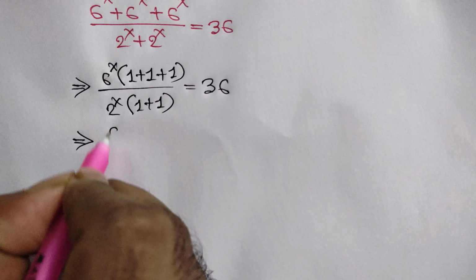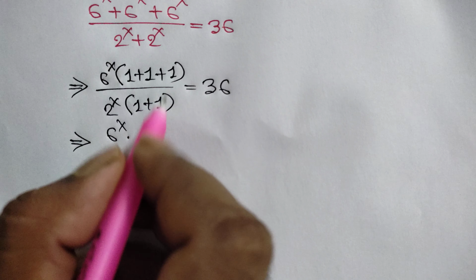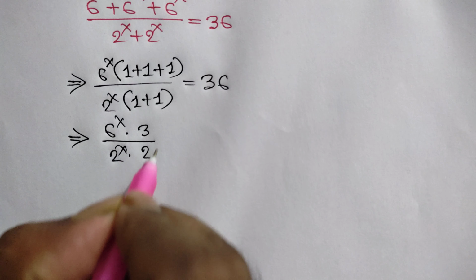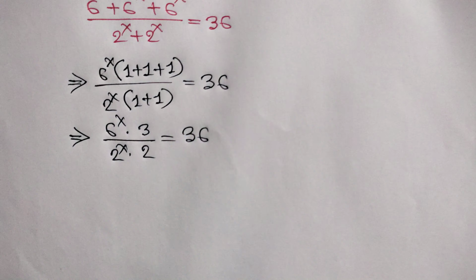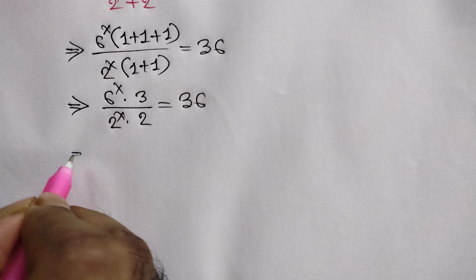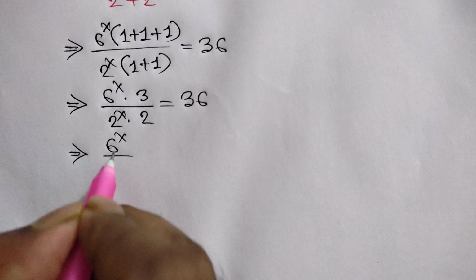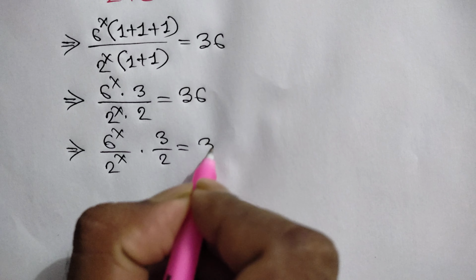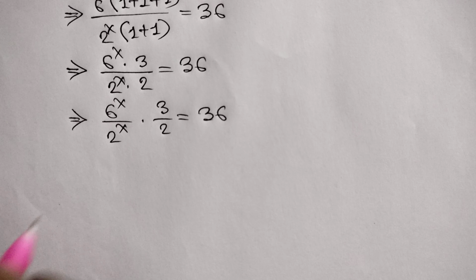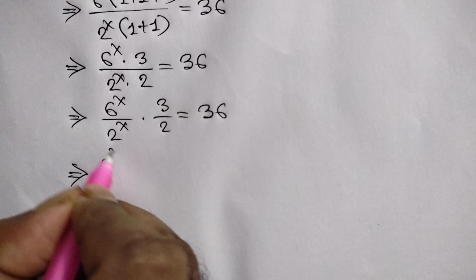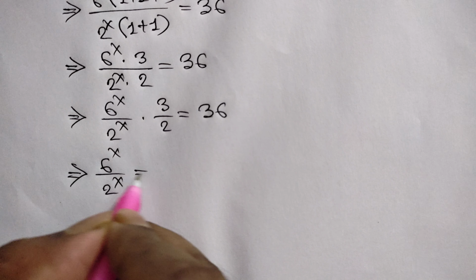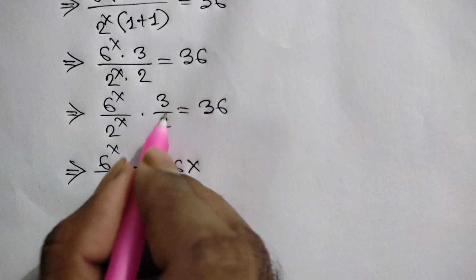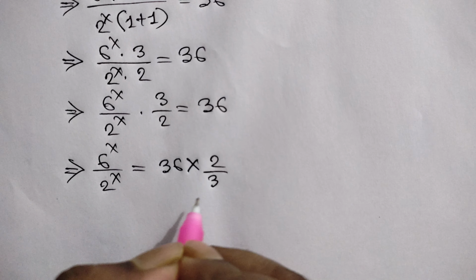Or 6 to the power x times 1 plus 1 plus 1 is 3 over 2 to the power x times 1 plus 1 is 2 is equal to 36. Or 6 to the power x over 2 to the power x times 3 over 2 is equal to 36. Or 6 to the power x over 2 to the power x is equal to, now here we will get 36 times 2 over 3.